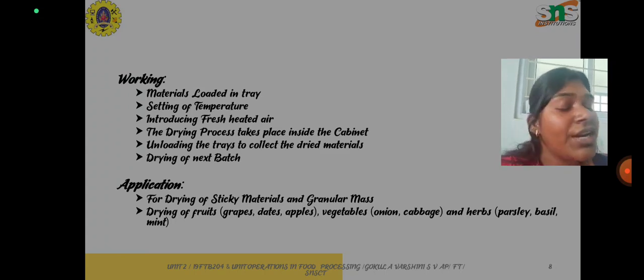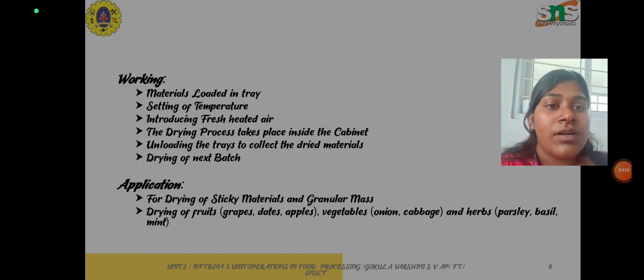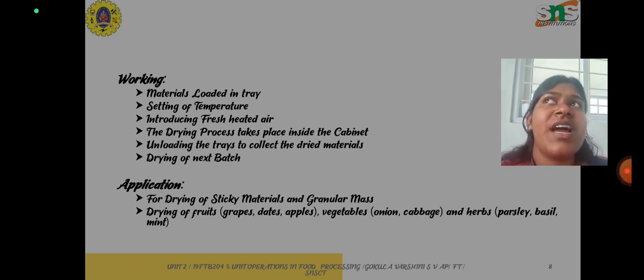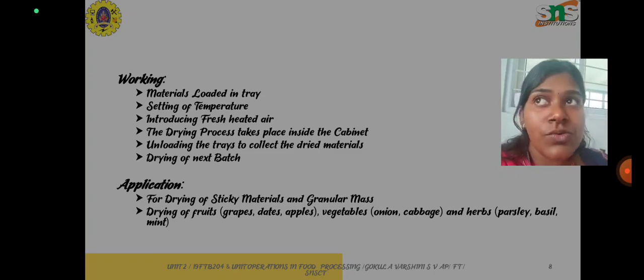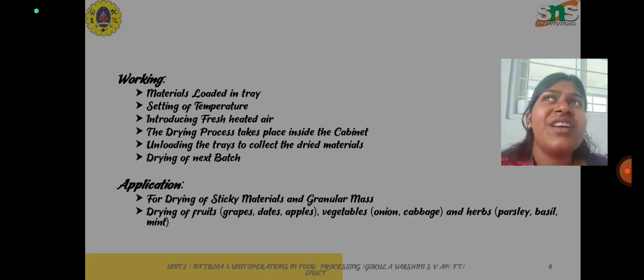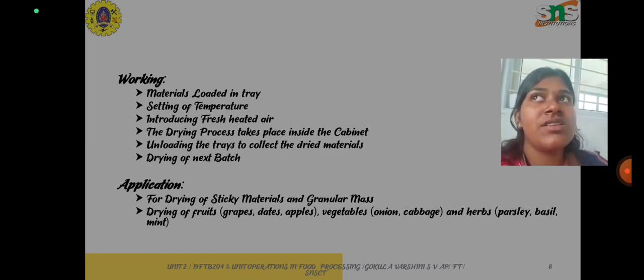And this tray dryer or cabinet dryer will be mostly used in the drying of sticky materials or granular mass. So we can also say that the tray dryer or cabinet dryer can be used in the drying of fruits, for example grapes, dates and apples, and also for the drying of vegetables like onion and cabbage, and also to dry herbs like parsley, basil and mint. And also these tray dryers or cabinet dryers will mostly be used at laboratory scale in colleges or labs for drying purposes.